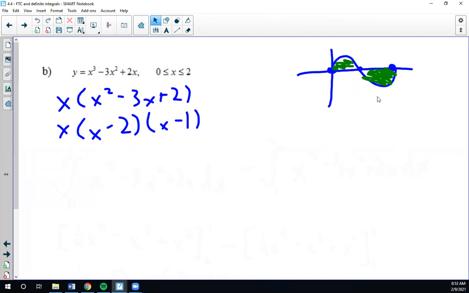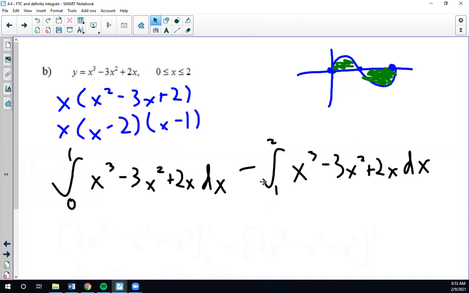So this area between 0 and 1, we know it's between 0 and 1 because it's one of the zeros of the function, is in great shape. We don't need to do anything to it. But this area between 1 and 2, we need to change because right now it's counting as negative. So instead of it counting as negative, we want it to count as positive, so we need to negate it and subtract the integral from 1 to 2.